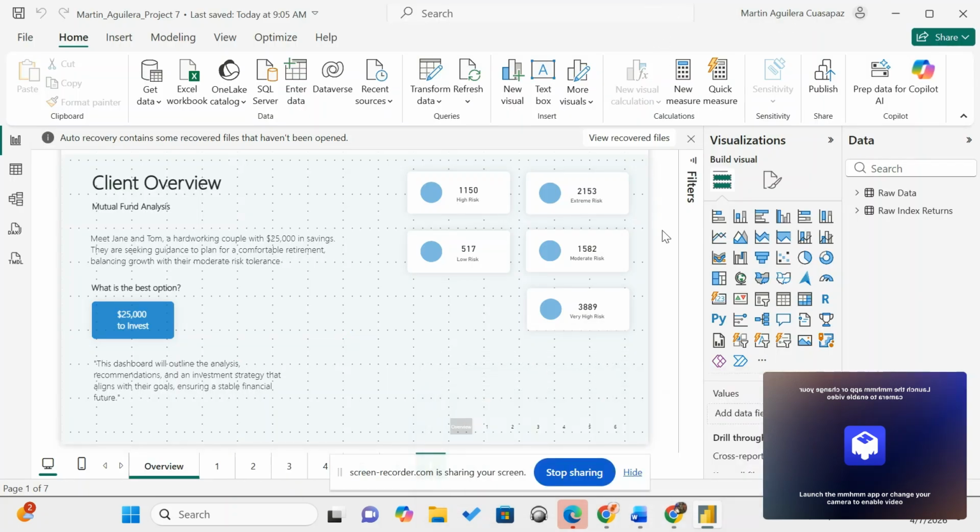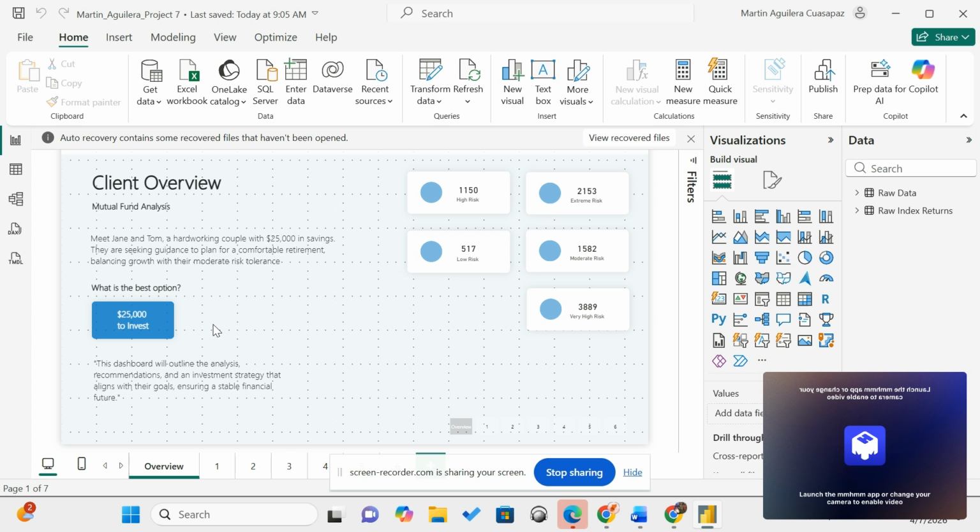Good morning. Today we're going to talk about a client overview for a mutual fund analysis. We were talking about two people, James and Tom. They are a hardworking couple. They have 25,000 in savings, and basically we are trying to help them have a comfortable retirement.